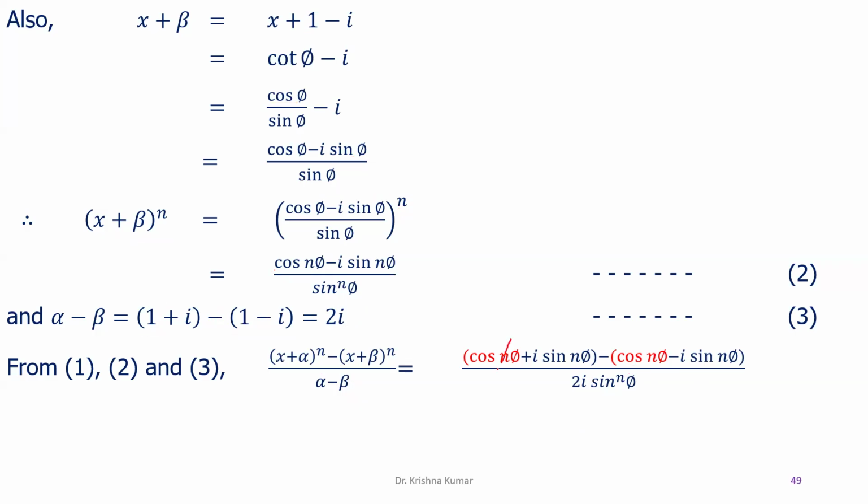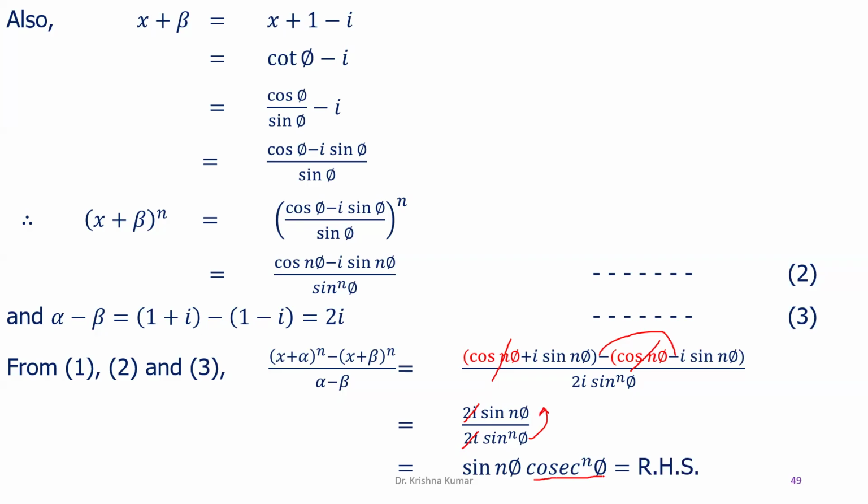Now this cos n phi is positive, this cos n phi is negative, and then i sin n phi, and this minus and minus will become plus. So plus i sin n phi gives us 2i sin n phi upon sin^n phi. So this 2i will cancel, and we have sin n phi, and this sin^n phi goes to the numerator and becomes cosec^n phi. So this is the right hand side. So this is our result.